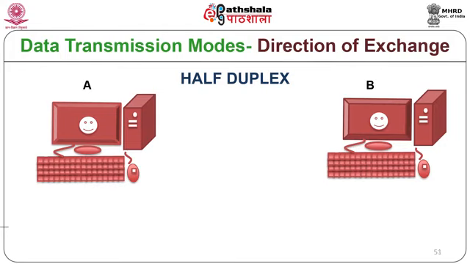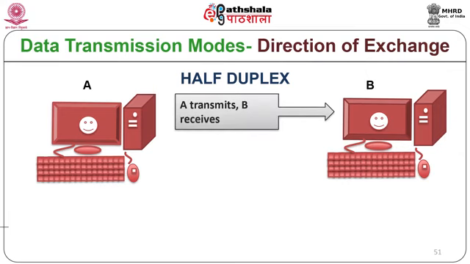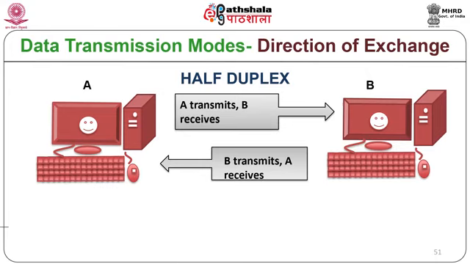Both the connected devices can transmit and receive but not simultaneously. When one device is sending, the other can only receive and vice versa. As seen in the figure, when A is in transmit mode, B is in receive mode and vice versa. It is possible to perform error detection and request the sender to retransmit information that arrived corrupted.